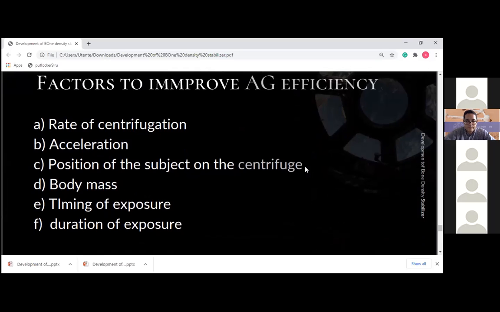These are the factors which improve bone density: the rate of centrifugation, I mean, at how much velocity and acceleration you turn, and the position, body mass, timing of exposure, and duration of exposure.